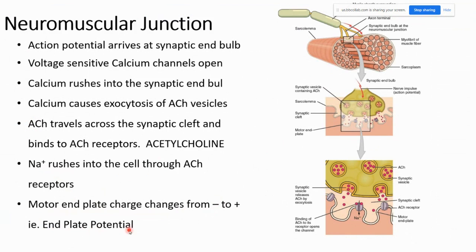And then we get something called an end plate potential. That means all of a sudden, this muscle fiber, the sarcolemma or the motor end plate, is excited. We learned that muscle fibers are excitable, one of the 4 properties at the beginning of this chapter. Well, now it's excited, and we call that the end plate potential. So the end plate potential is this voltage that's occurring across the motor end plate now. And that's happening because the neurotransmitters bound to these receptors on the motor end plate.